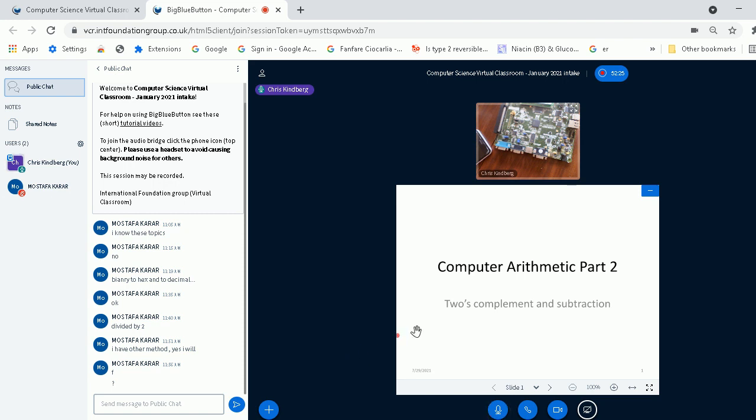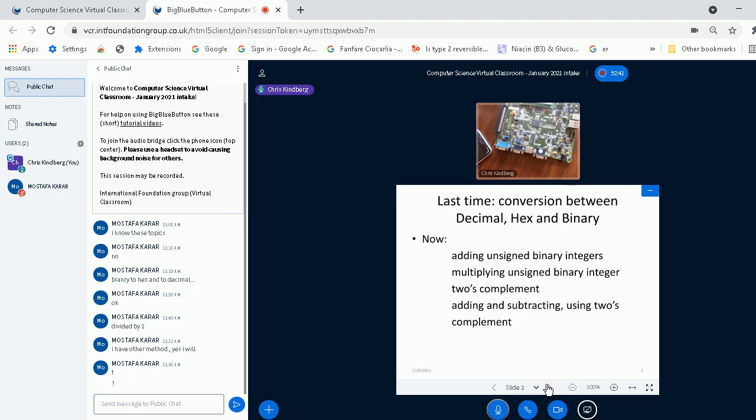We're going to learn about 2's complement and the use of 2's complement numbers in subtraction. I'm going to explain what a 2's complement number is and how you can convert a signed number into a 2's complement number. I'll show you the method for doing that.